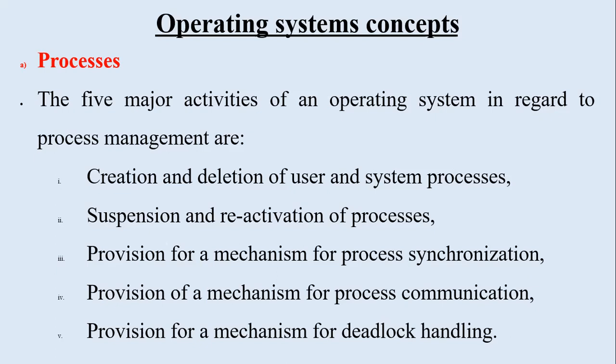So the five major activities of an operating system in regard to process management are: number one, creation and deletion of user and system processes. Number two, suspension and reactivation of processes. Number three, provision of a mechanism for process synchronization. Number four, provision of a mechanism for process communication. And number five, provision of a mechanism for deadlock handling.